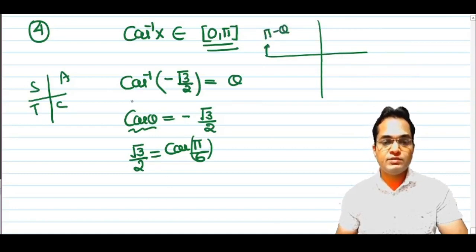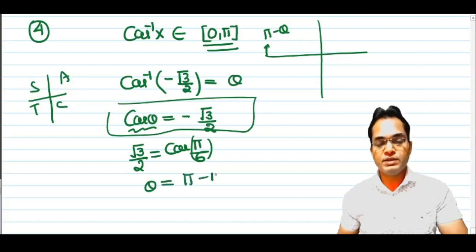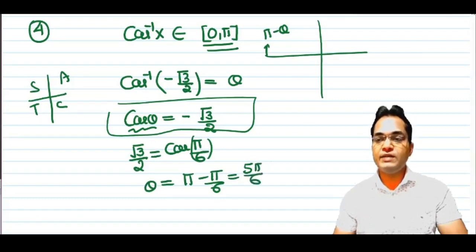Then for cos theta equal to -√3/2, your theta will be pi minus pi/6. Take the LCM, it is 5π/6. We saw this from the graph, so the answer came easily. And from here, after applying trigonometry, what concept came to us?